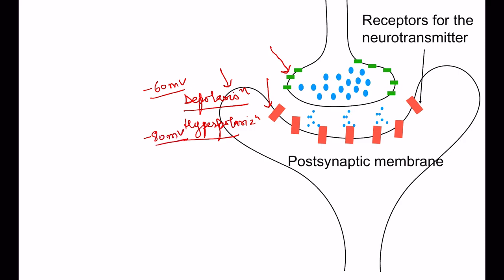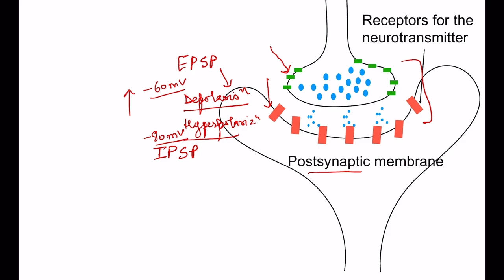So when the change in potential is towards the positive side or towards less negative, that is basically EPSP, excitatory postsynaptic potential, because this is the synapse and the potential is developing on the postsynaptic membrane. And the hyperpolarization is known as IPSP, that is inhibitory postsynaptic potential. How these potentials develop, and how EPSP and IPSP may or may not lead to generation of an action potential, we will see.